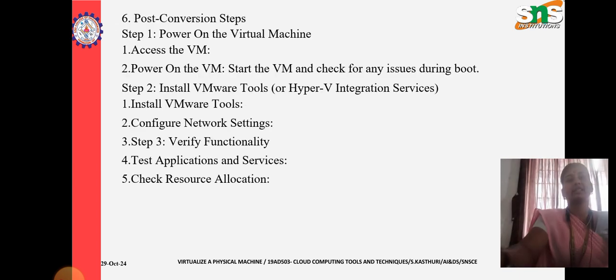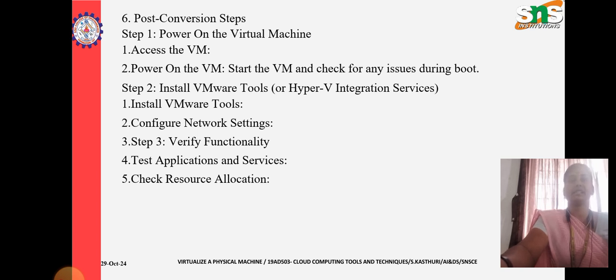Next one is the post conversion steps. First step is we have to power on the virtual machine. Access the VM. Once the conversion is complete, locate the newly created VM in our hypervisor. Power on the VM, start the VM and check for any issues during boot. Install VMware Tools or Hyper-V integration services. Install VMware Tools if you are using VMware, for enhanced performance.